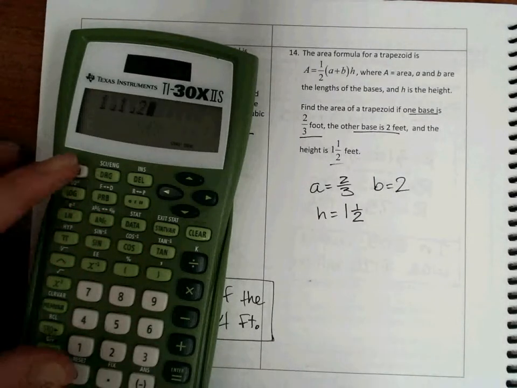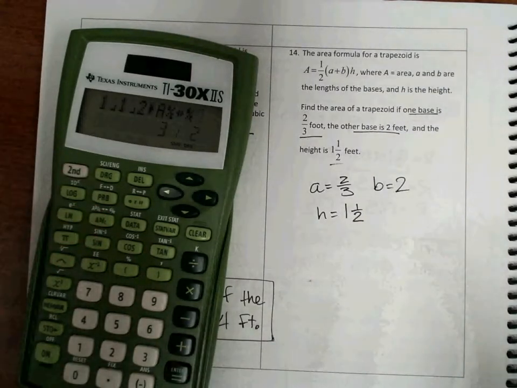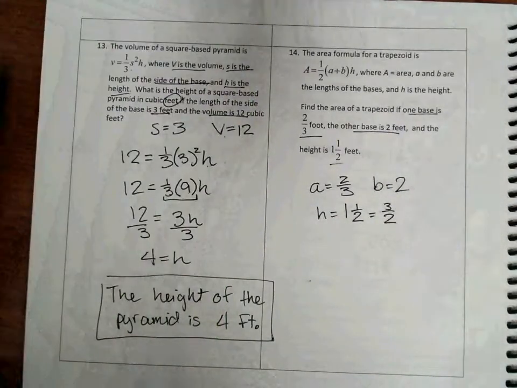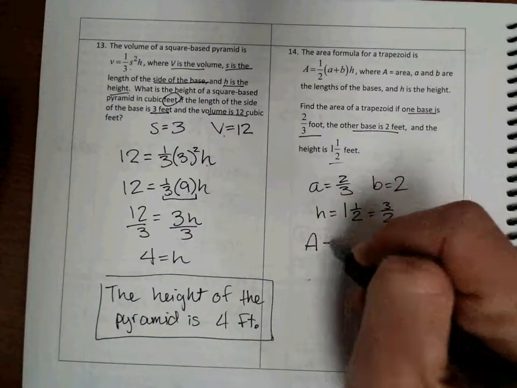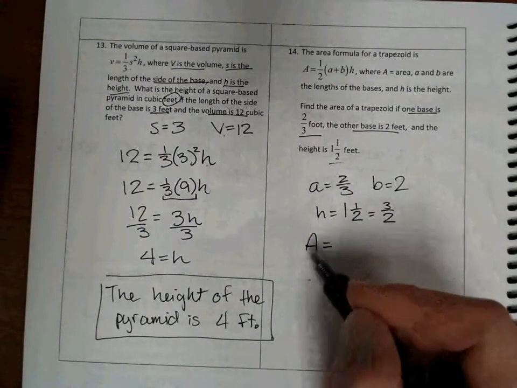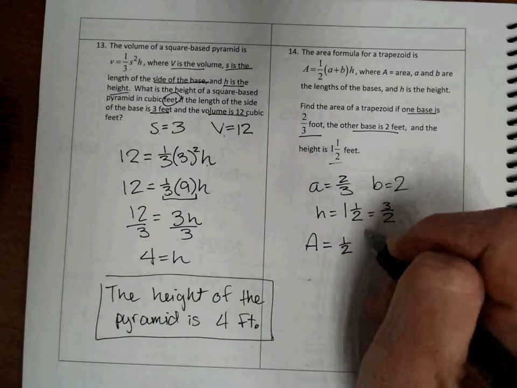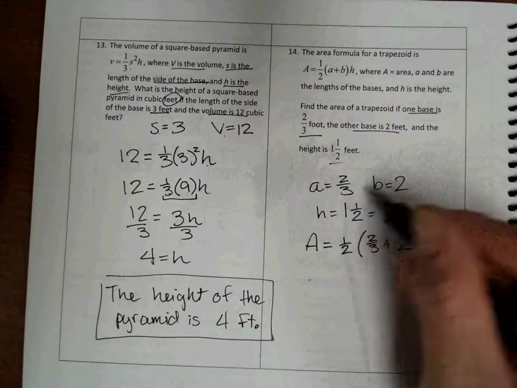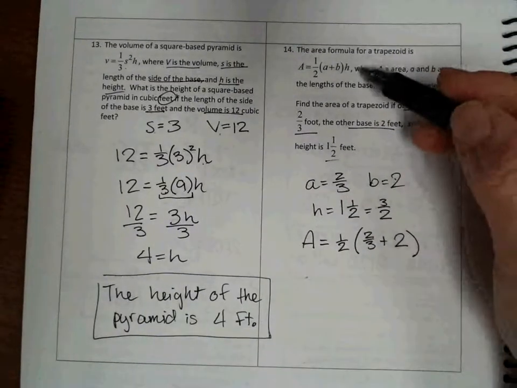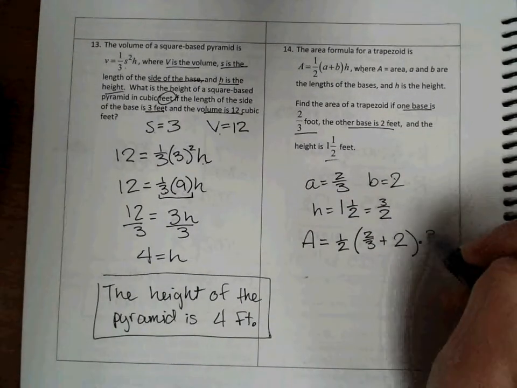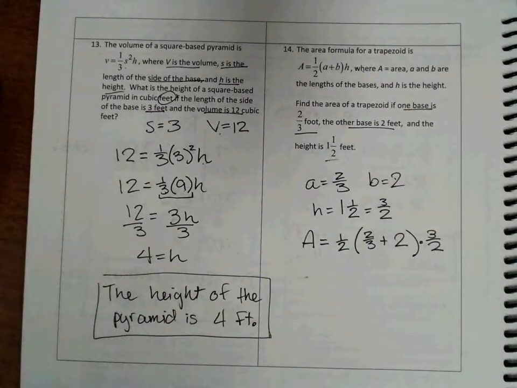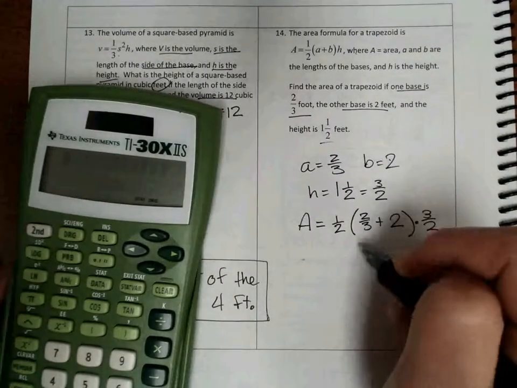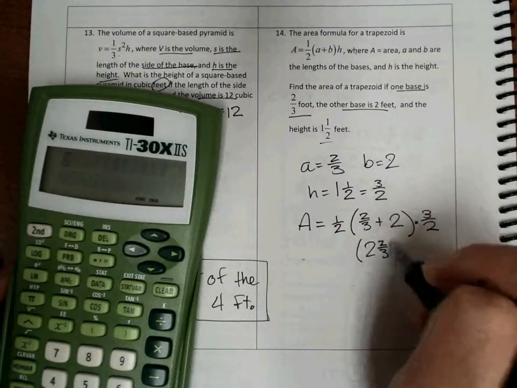So I can switch that over. So it's a mixed number, it's 1.5. Shift that over, and that's going to give me 3/2 to plug in. Alright, so I'm ready to plug in A, B, and H. So capital A equals 1/2 times 2/3 plus B, which was 2. So I'm just plugging in A and B here, times H, which is the 3/2. And simplify that. So 2 plus 2/3 is just going to be 2 2/3.